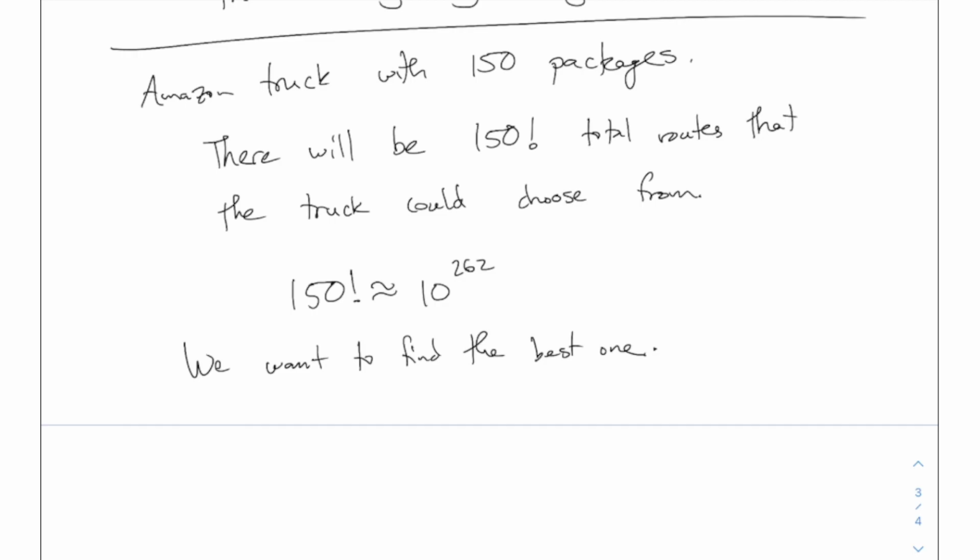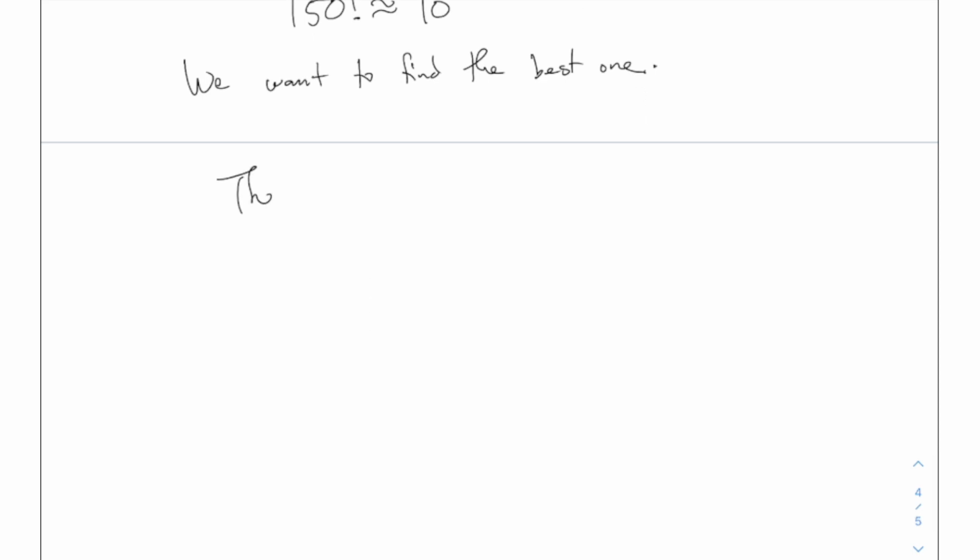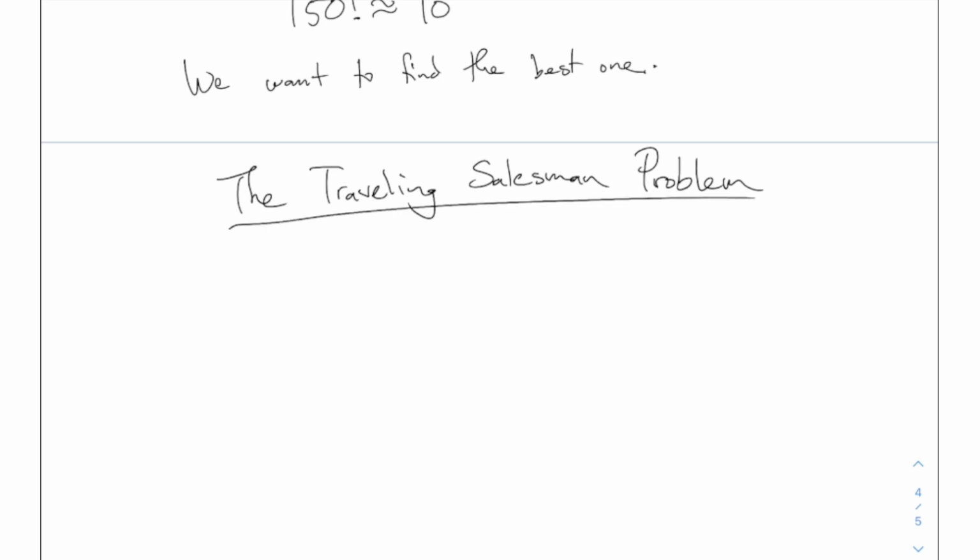And there's actually a name for this computational mathematical question. It has been around for a long time, and it has a name. This is called the traveling salesman problem. And the idea is, how do we find the best, I'll put this in quotes as usual, the best Hamilton circuit in a complete graph?